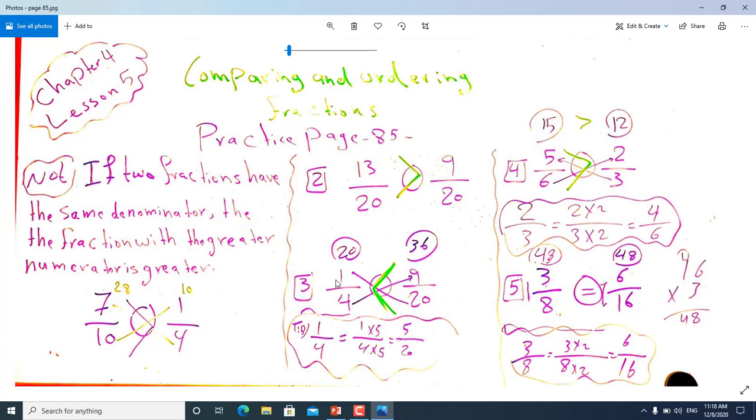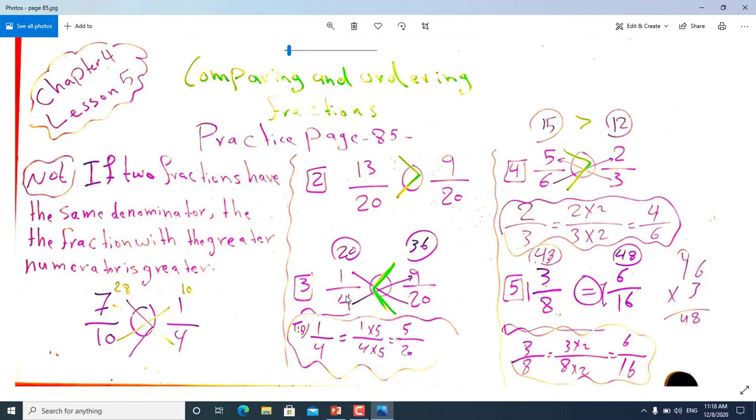From number 3 we have 1 over 4 and 9 over 20. They have different denominators. You can make them the same denominator by multiplying this 4 by 5 to get 20. And when you multiply the denominator, we also multiply the numerator. 1 times 5, we multiply by the same number, we get 5 over 20. We put 5 over 20 in place of 1 over 4. After that we compare, 5 is less than 9. So 5 over 20 is less than 9 over 20.